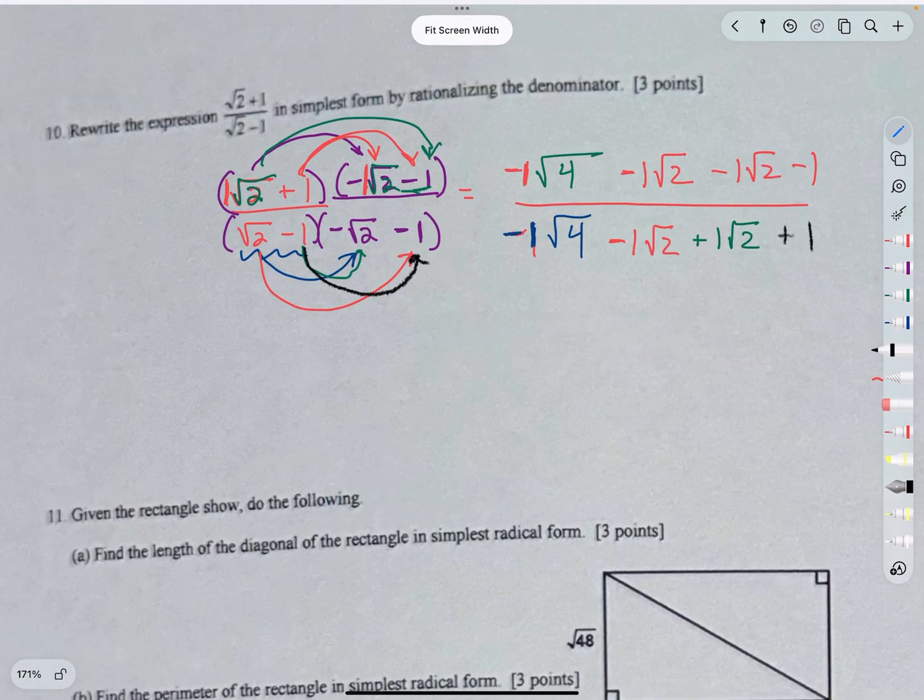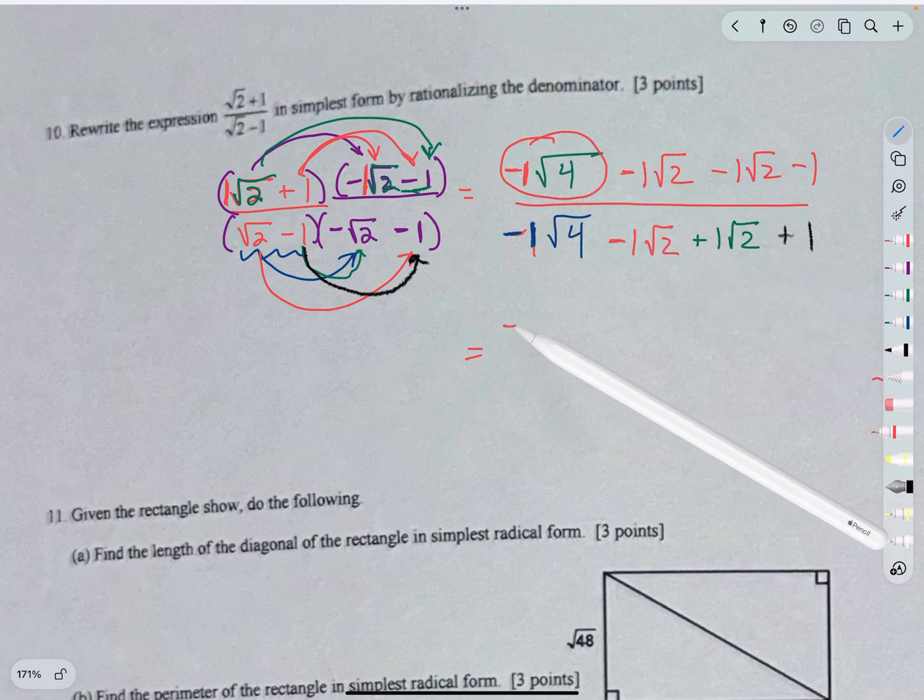Now I'm going to clean this up a little bit, and I'm going to start with my numerator. For the first one, -1, and the square root of 4 is a 2, so now it's -1 times 2.